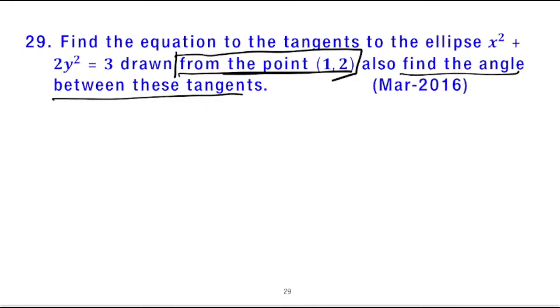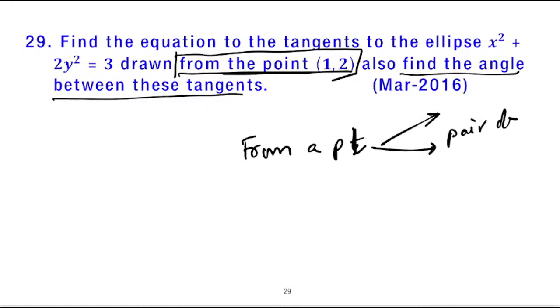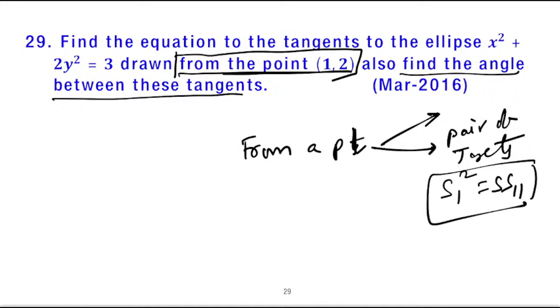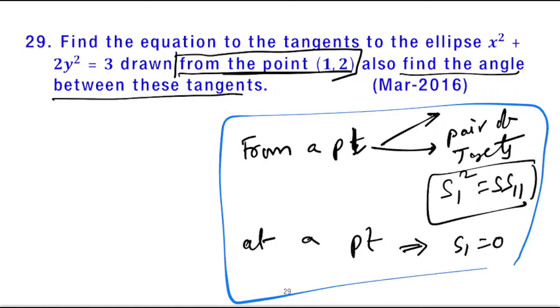Tangents drawn from a point and at a point. You should understand this basic difference. From a point means you will get a pair of tangents. Do you know what that is? S1 square is SS11, we call. This is the pair of tangents. At a point, if somebody says, you will get only one tangent, that is S1 equal to 0. Try to observe this basic difference between the two. Have you got it, my dear lovely students?